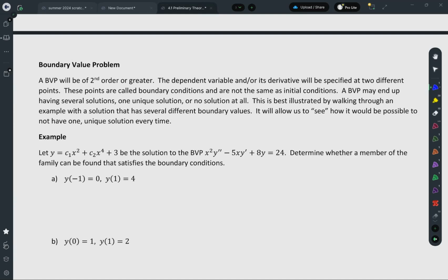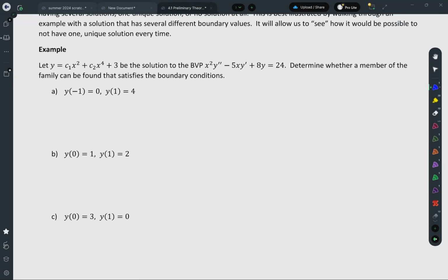And this is best illustrated by just walking through some examples with a solution that has several different boundary values, and then we can see what it looks like to have no solution or many solutions or any of the above choices. Okay, so I want you to take a look really quick. We've got an example, everything's written out, but I want you to look at these A, B, C conditions that are given. Notice that every single one of them is about y. So in part A, it's y evaluated at -1 is 0. Y evaluated at 1 is 4.